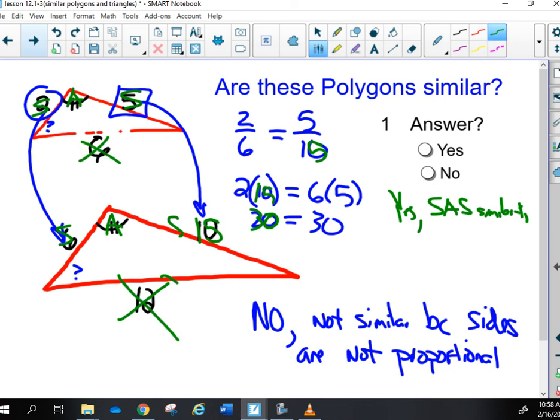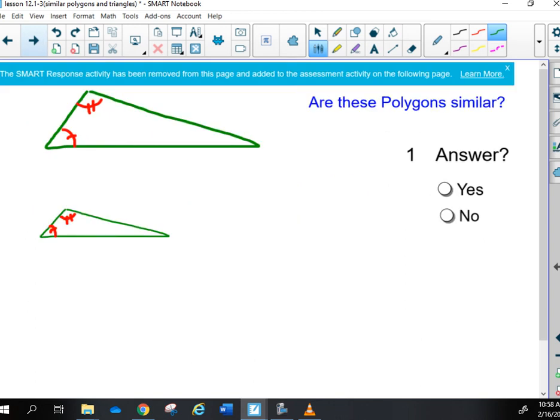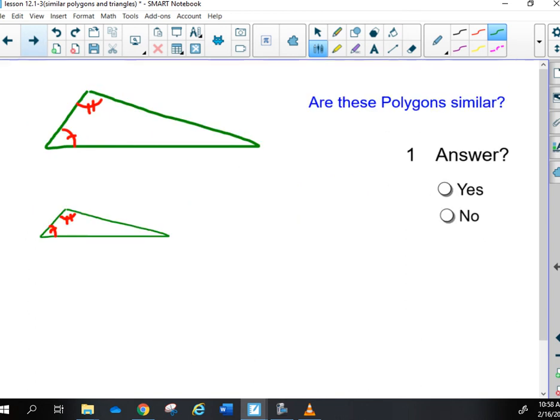If I was trying to go for side, side, side, I could, but then I have to prove the other ratios anyway. So this one's faster once I already have an angle. But you could always try side, side, side. If side, side, side works, then side, angle, side would have worked too.